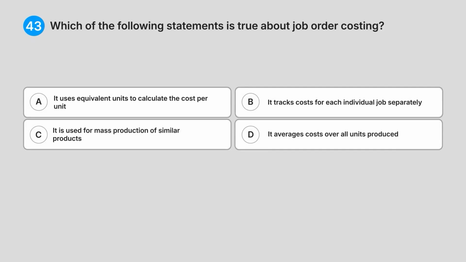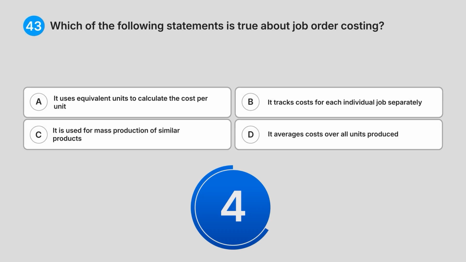43. Which of the following statements is true about job order costing? A. It uses equivalent units to calculate the cost per unit. B. It tracks costs for each individual job separately. C. It is used for mass production of similar products. D. It averages costs over all units produced. Do you know the answer?